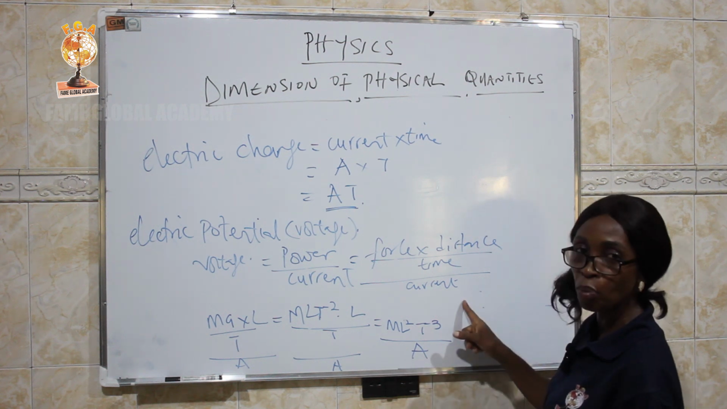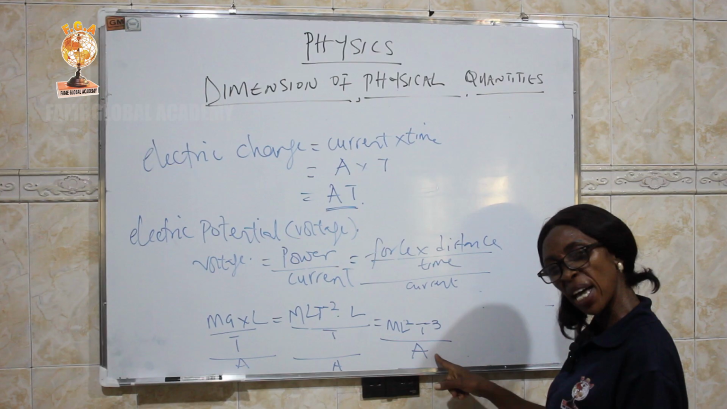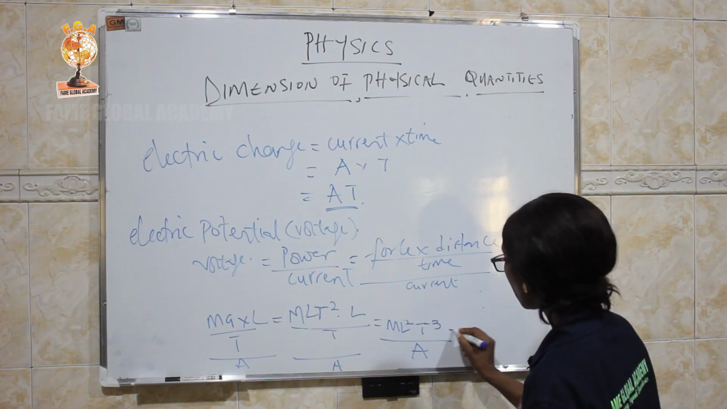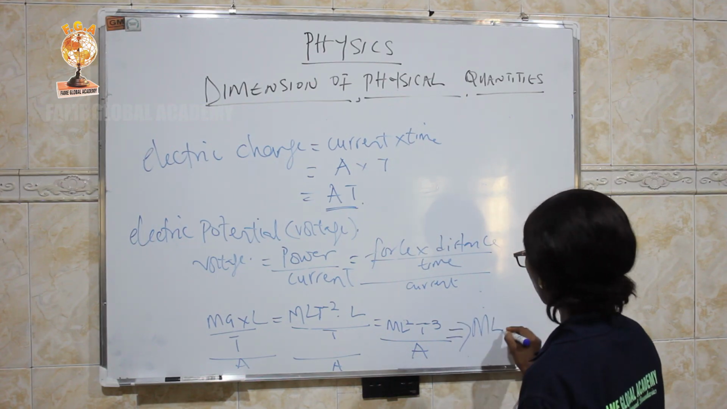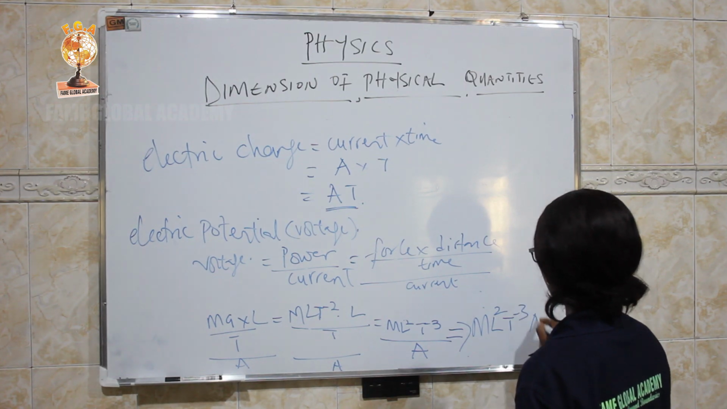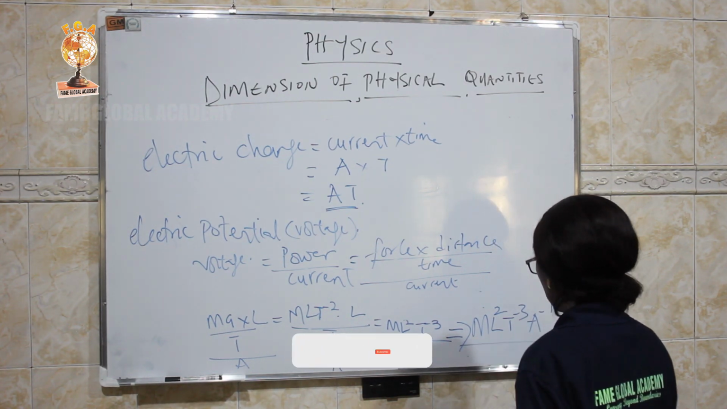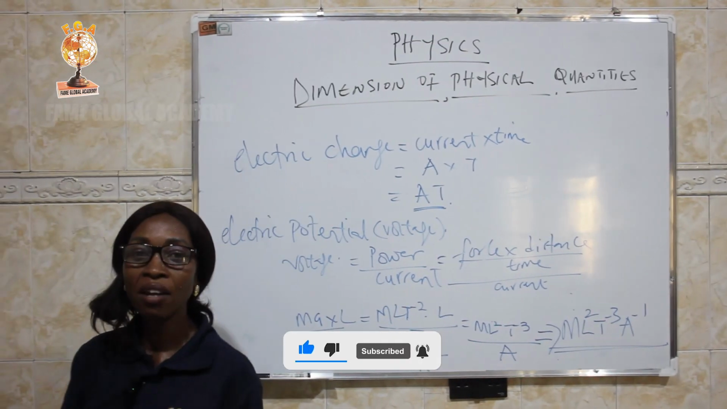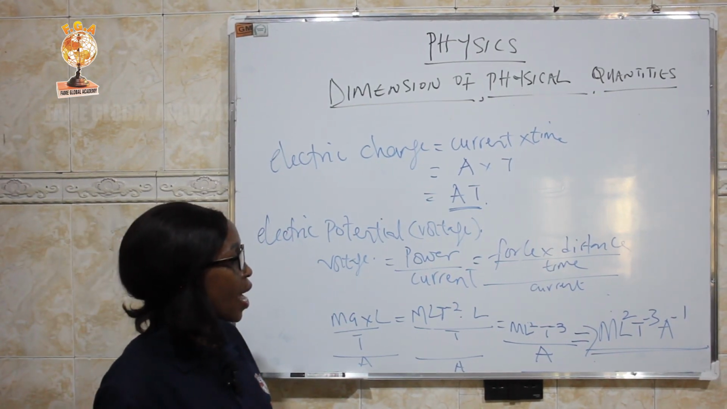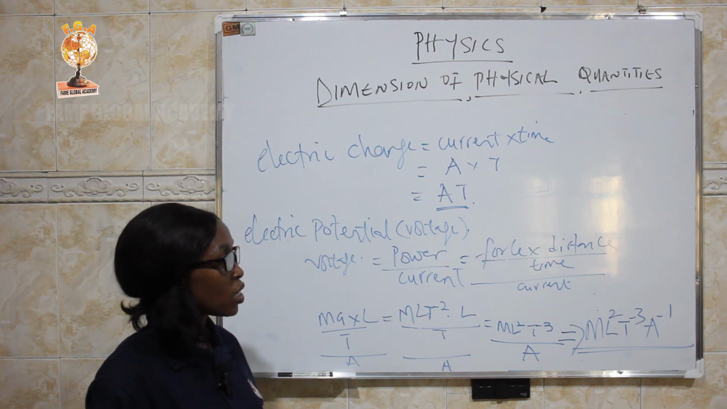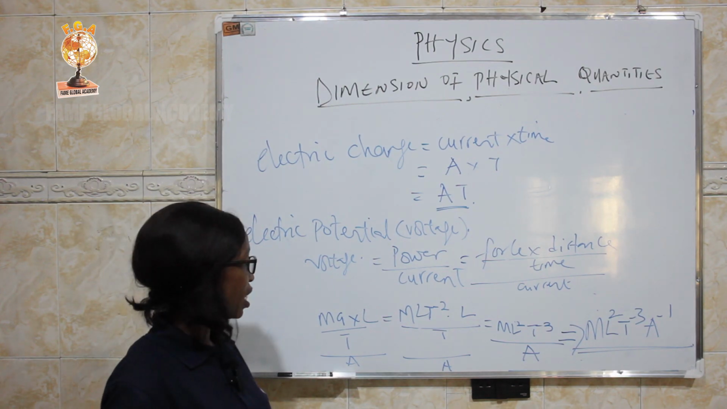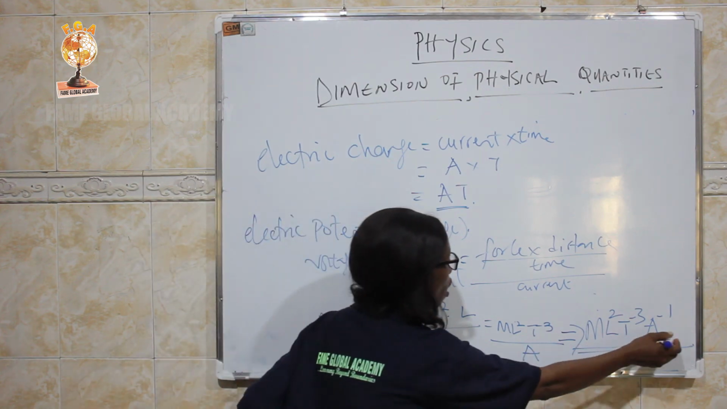If I'm carrying this A upward, remember A now is representing 1. So if you go upward, it becomes minus A. So the dimension becomes ML squared T minus 3 A minus 1. This is now the dimension for electric potential. ML squared T minus 3 A minus 1. The A is representing current. The dimension for current is A.